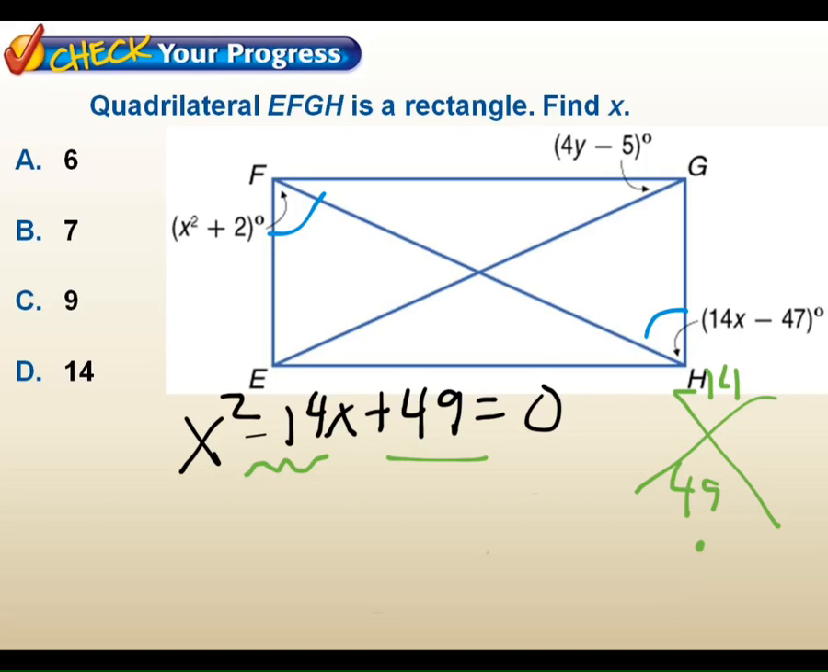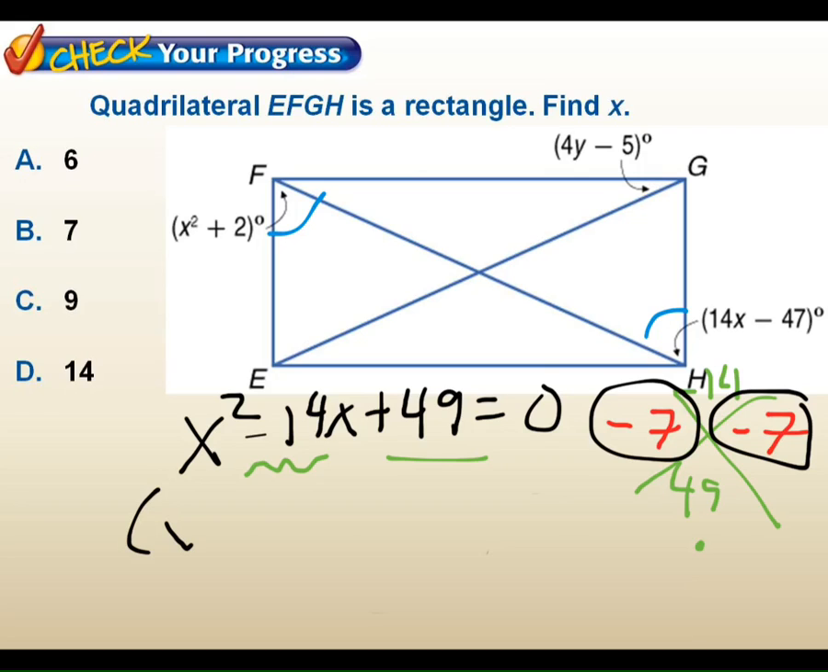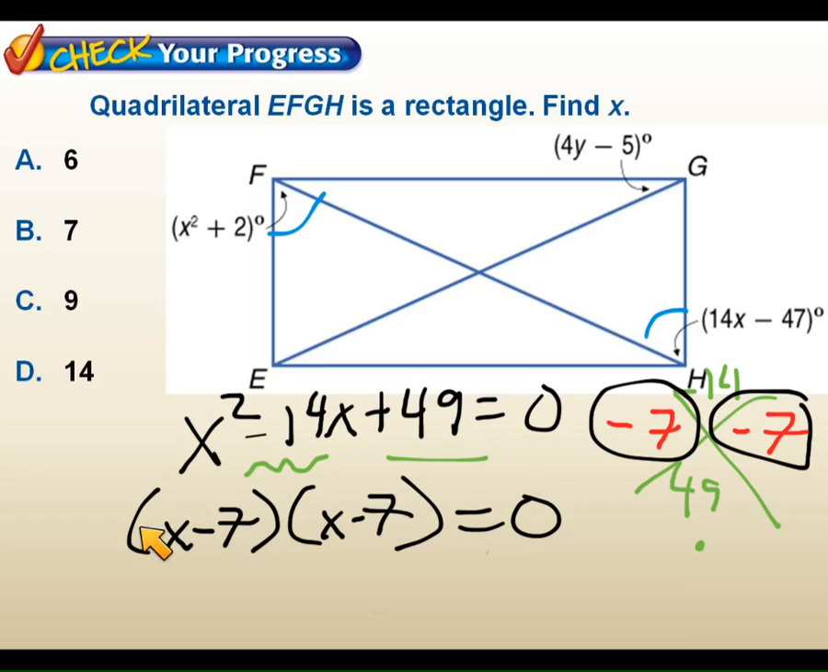What are two numbers that multiply to give you positive 49 and add to give you negative 14? Both negative 7s, right? Negative 7 times negative 7 is positive 49. Negative 7 plus negative 7 is negative 14. So these are the two numbers I write my two binomials with: x minus 7 and x minus 7. I broke this down into two binomials because if you were to FOIL this out, remember to multiply the first, outside, inside, last, you would get this back.